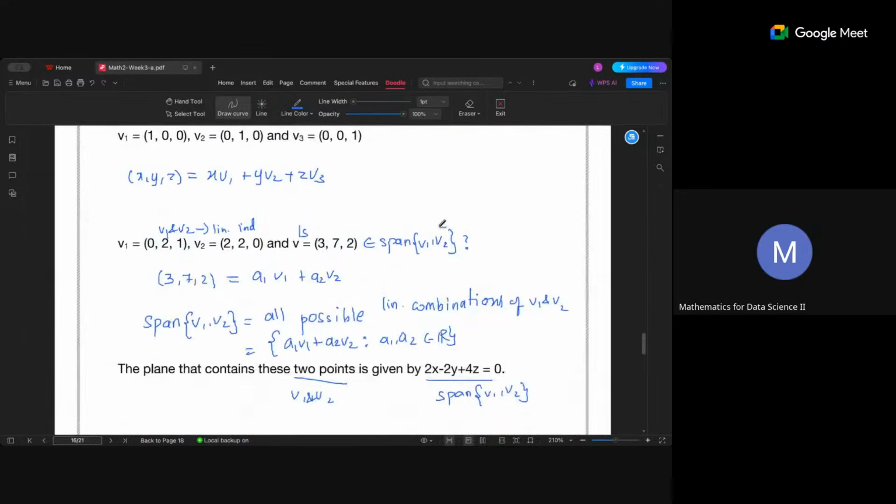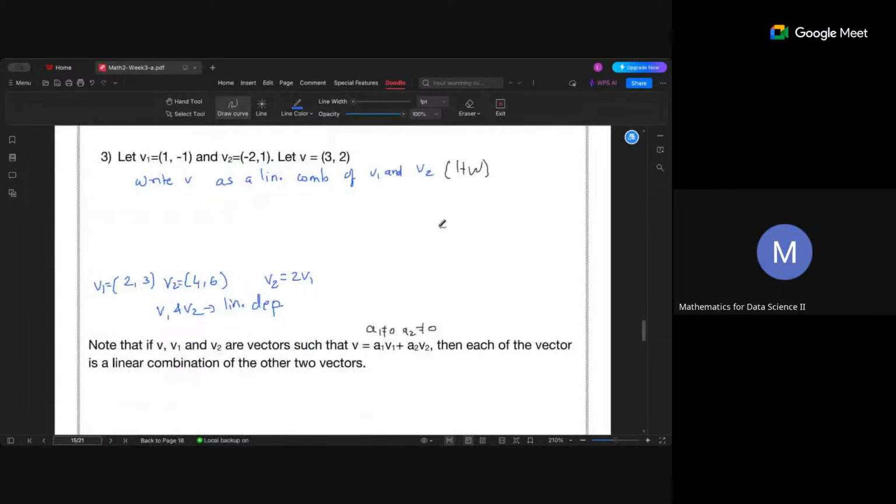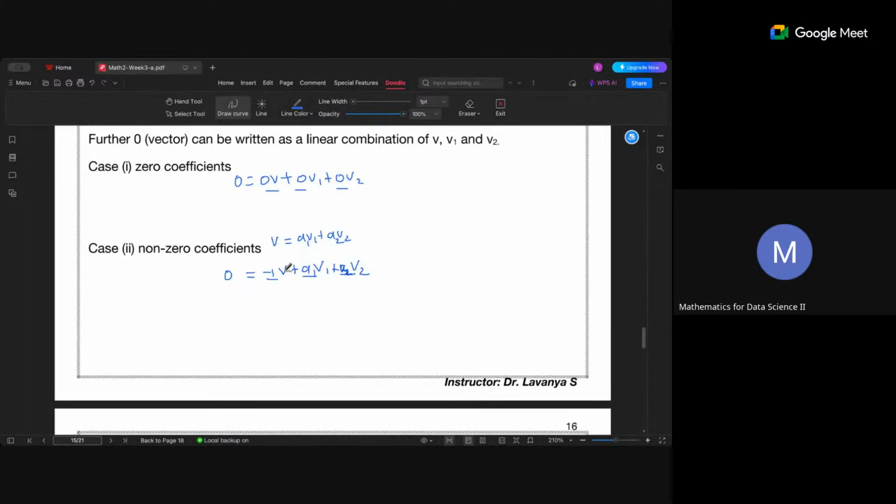So there is something more we can see from the definition. The definition says that if you are able to write any set of vectors as a linear combination with non-zero coefficients and it is equal to 0, then what did we see in this scenario? V1 and V2, they are linearly dependent or independent? Dependent, because you have non-zero coefficients, so they are linearly dependent.